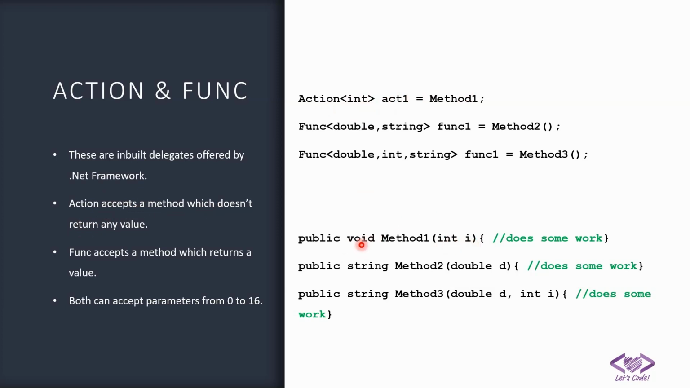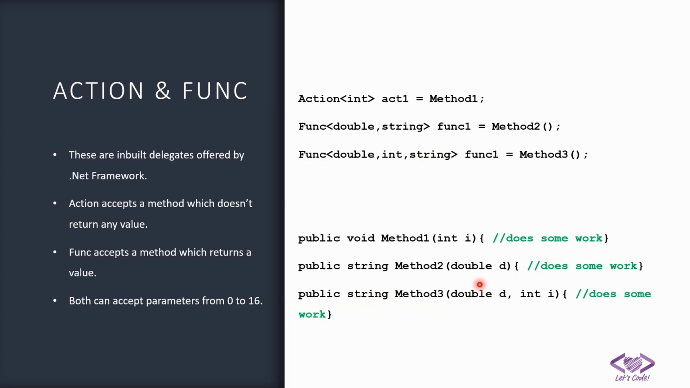If you want to return a value from any method, for example where method 2 takes a double parameter and returns a string, then you have to use Func instead of Action. In the Func, the first parameter in the angular braces is the parameter type, the second one is the return type. Always the last one which you mention inside the angular braces will be the return type. For example, another method which takes double and int type parameters and returns a string, you will create like Func<double, int, string>. So this last string always refers to the return type.